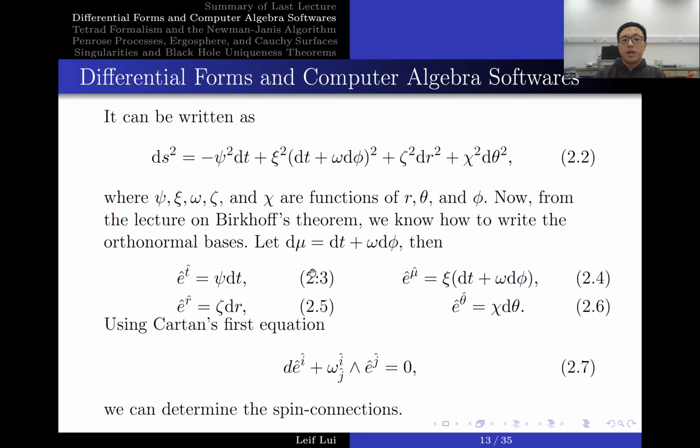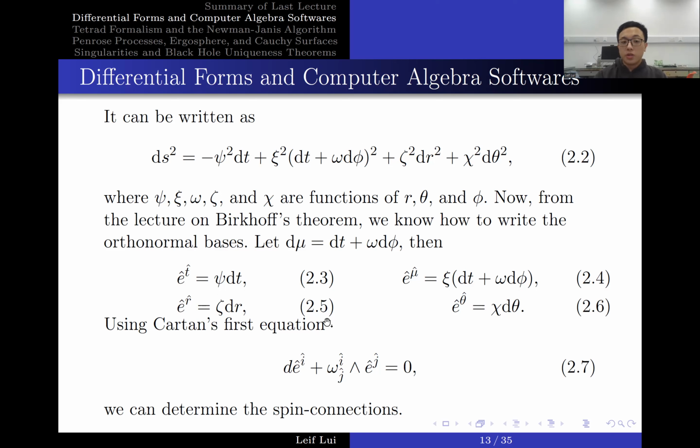So now from the lecture on Birkhoff's theorem, we know how to write the orthonormal bases. And to make this easier, let me write this as one dmu, so this as a one-form. And then we obtain the following orthonormal bases. Basically, this is done by square rooting each. This should be dt squared, by the way. This is a mistake. So dt squared. So if we square root this and this and this, we obtain these.